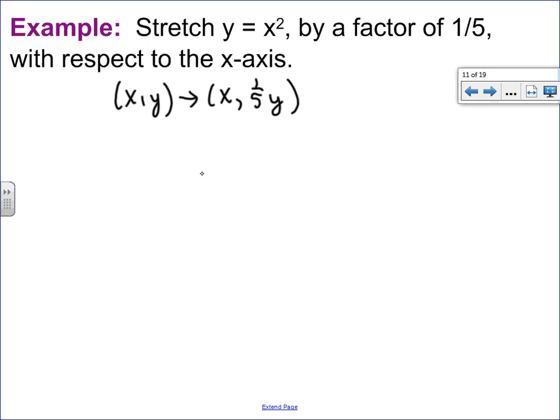So let's look at what this looks like in the equation. So I have y equals x squared. These are, again, all of my y values. So y values are found by taking x and squaring it. So since I want to make all of my y values 1/5, I just multiply it by 1/5. So you've seen this algebraically. Let's just look graphically and see if that worked.